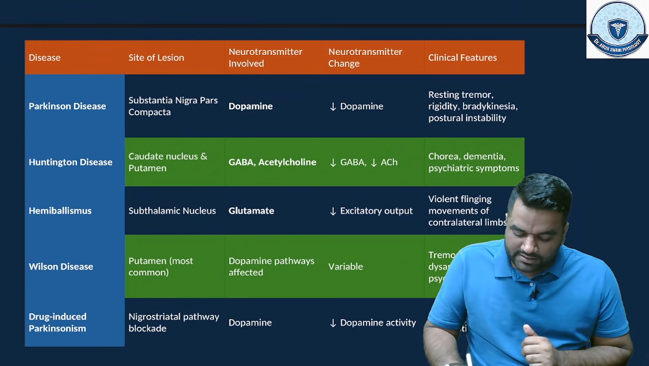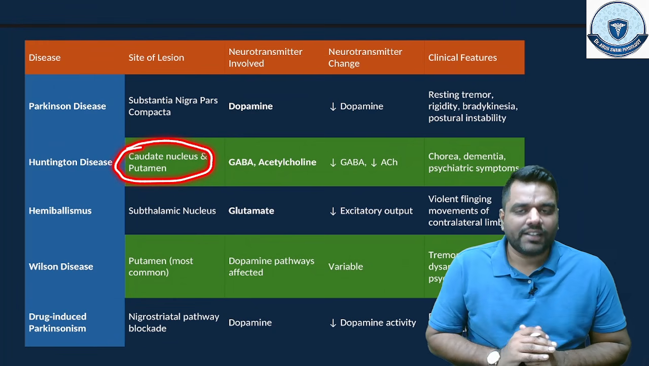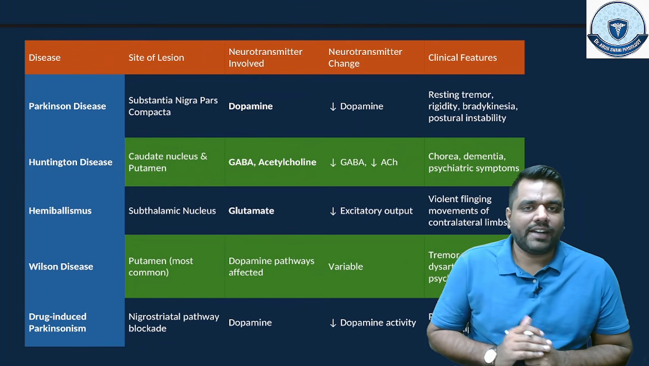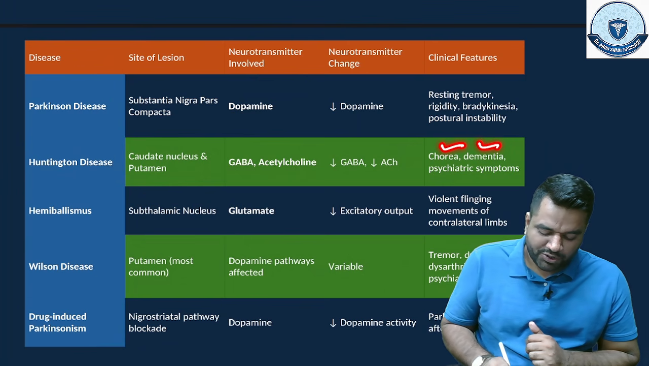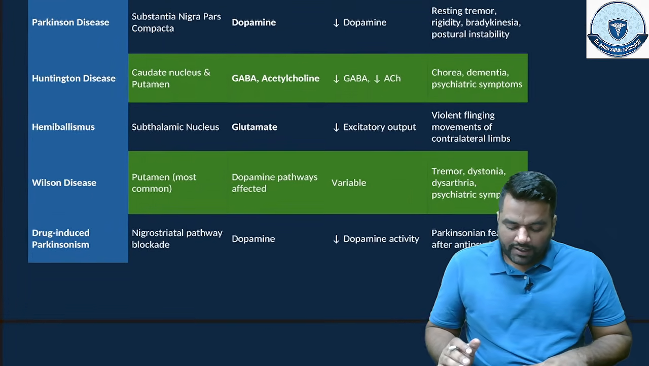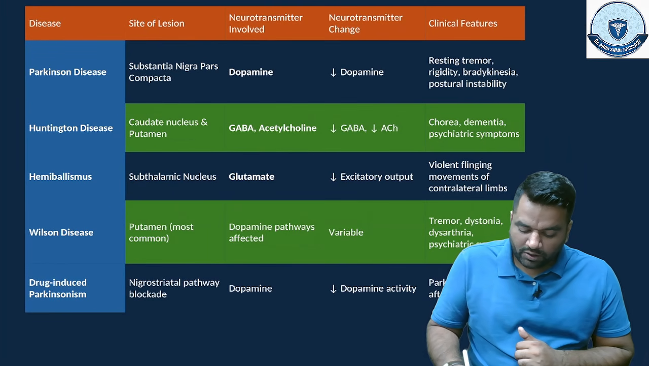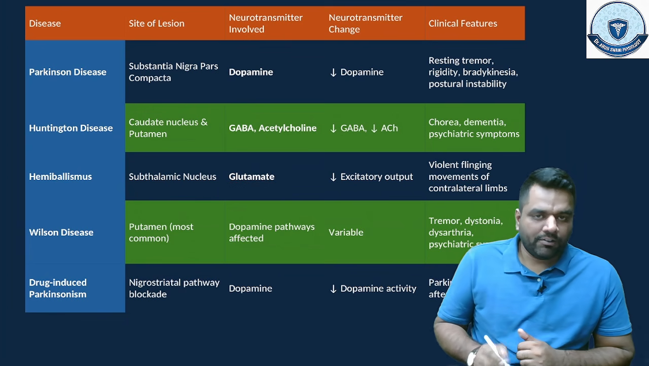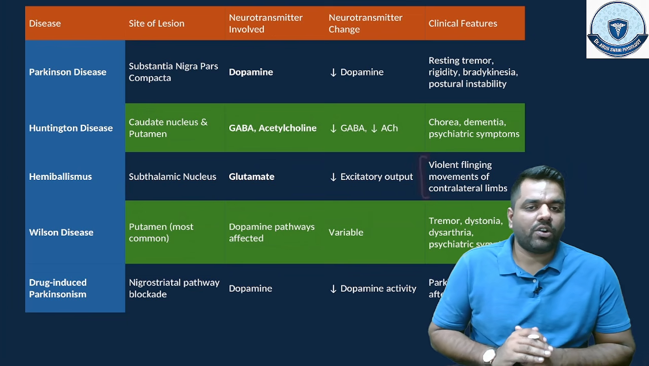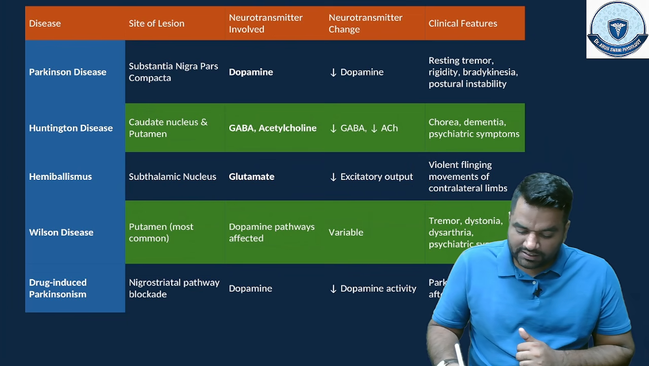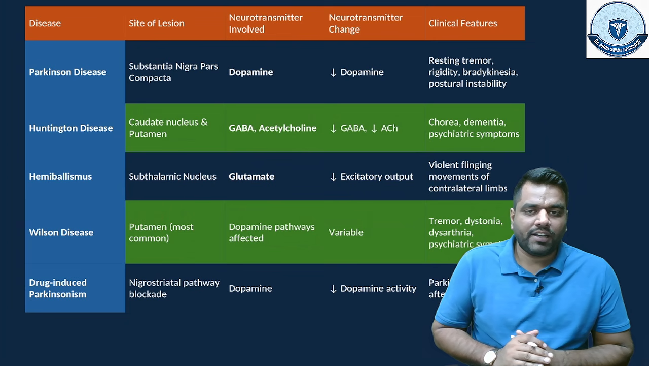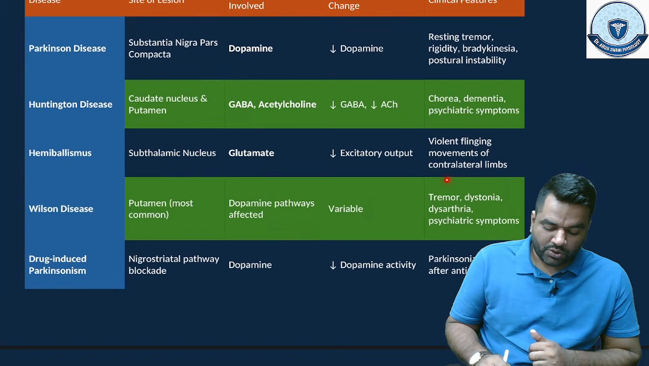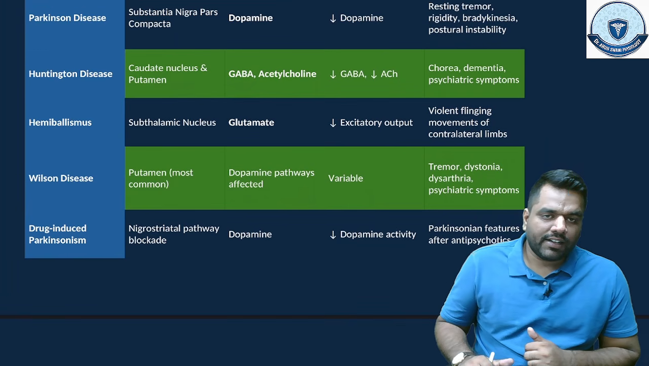Huntington disease, the lesion at caudate and the putamen nucleus. Neurotransmitters that will be involved are GABA and acetylcholine, and clinical features will be chorea, dementia, and psychiatric symptoms. In hemiballismus, the site of lesion is the subthalamic nuclei, the neurotransmitter involved is glutamate, and there will be violent flinging movements of contralateral limbs. In Wilson disease, there will be lesion in the putamen most commonly. This will affect the dopamine pathway, and there will be tremor, dystonia, dysarthria, and psychiatric symptoms.